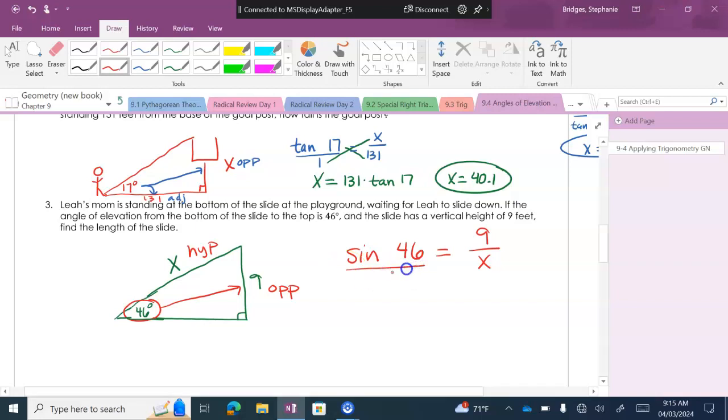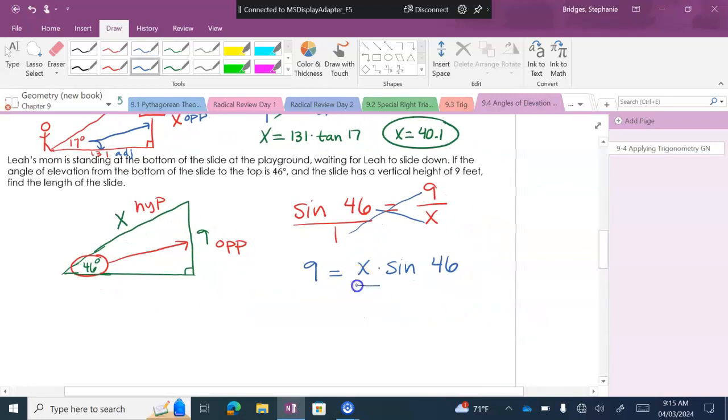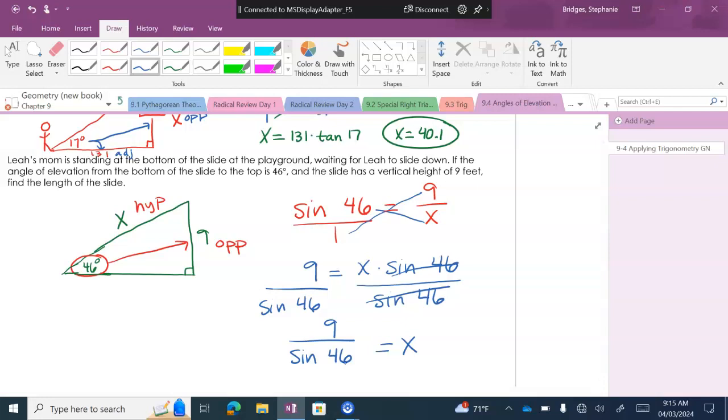Putting that sine of 46 x over 1. Cross multiply. When I do that, is x by itself right now? Nope. What do I have to do to get it by itself? Divide by what's next to it, which is, excuse me, the sine of 46. So x is going to equal 9 divided by the sine of 46. Now I'm ready to go to my calculator. Rounding it to the tenths place.